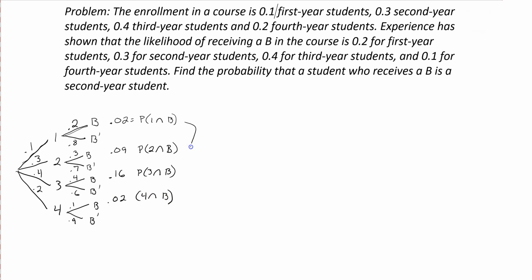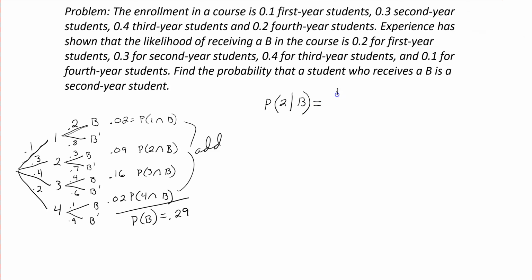If we add these probabilities together, we're going to find the probability of getting a B. Let's see, 0.02, 0.09, 0.11 plus 0.16 is 0.27, 0.29. So the probability of getting a B in this class is 0.29. And it said, find the probability that a student who receives a B is a second-year student. So probability, second-year student, given that they got a B.